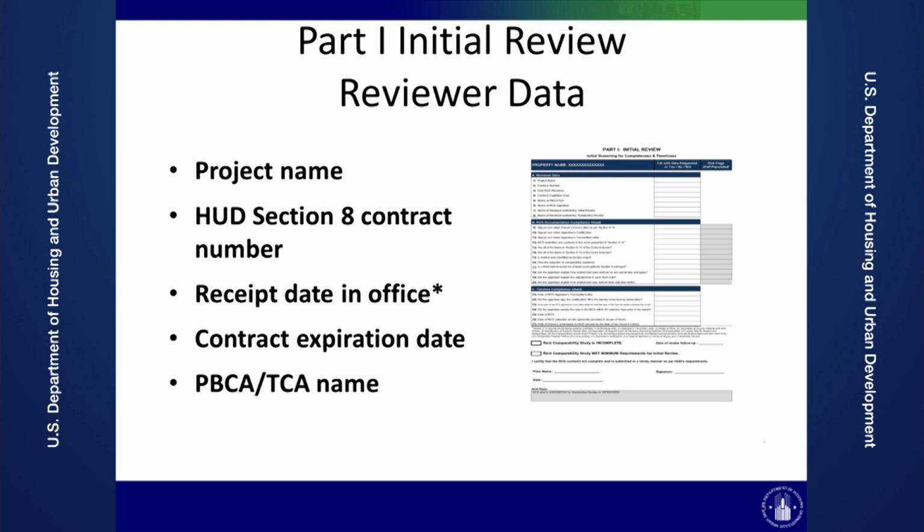This is one of those items that we need to take a little bit more care in looking at, because when the contractor was reviewing these documents, they estimated that somewhere around 30% of the reviewed documents did not have a receipt date stamped on the document. We need those in order to make estimates for future timing. The contract expiration date, and then the PBCA or the TCA's name, whoever's going to be reviewing it.